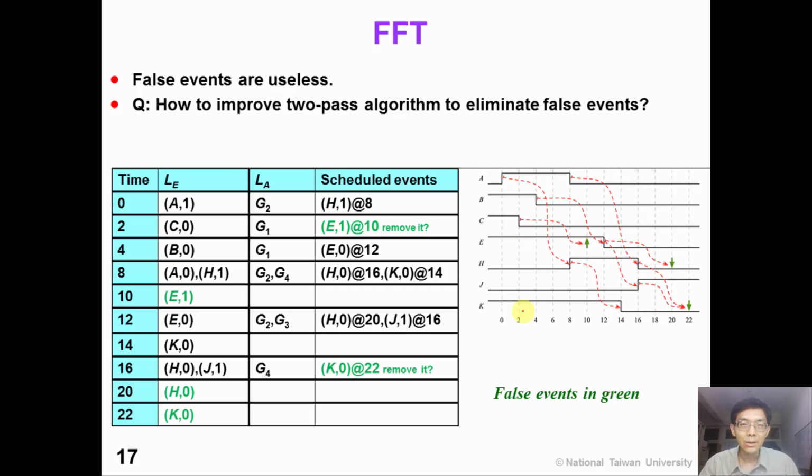Finally, we have some food for thought for you. In our lecture, we mentioned that false events are actually useless. Can we remove these false events? Can we modify the two-pass algorithm so that we can save some CPU time? Is that possible?